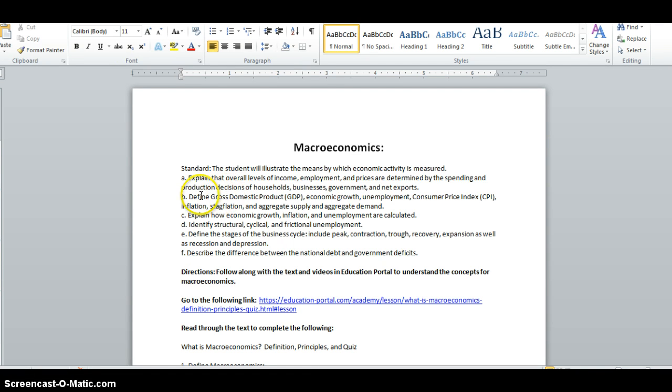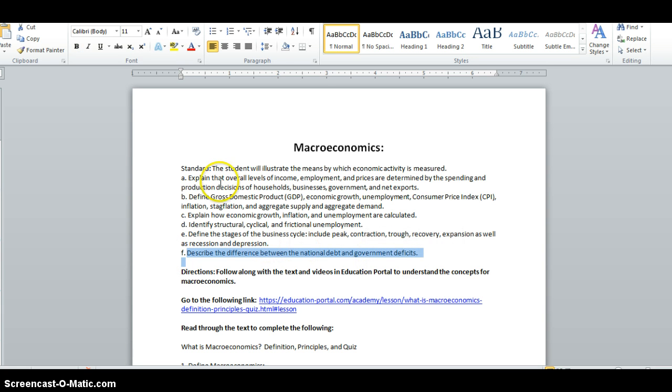Am I able to define gross domestic product? Can I explain economic growth, inflation, and how unemployment is calculated? Can I identify structural, cyclical, and frictional unemployment? Am I able to define the stages of the business cycle: peak, contraction, trough, recovery, expansion, as well as recessions and depressions? And can I describe the difference between the national debt and the government deficits?